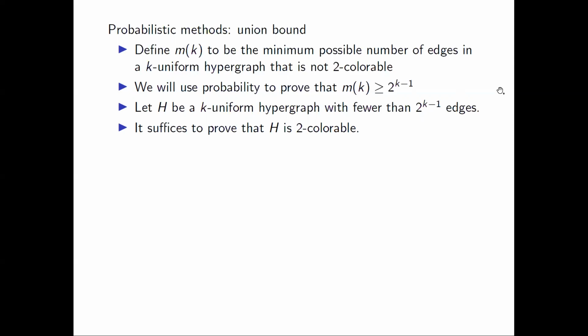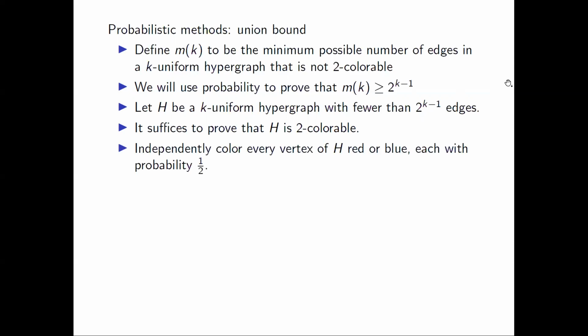So we're going to try to find some coloring of H, a 2 coloring specifically. And in order to do that, we can use an experiment. So we'll use some randomness. We will independently color each vertex of H red or blue, each with probability 1/2. So we'll flip a coin to decide for each vertex of H, are we going to color it red or blue?